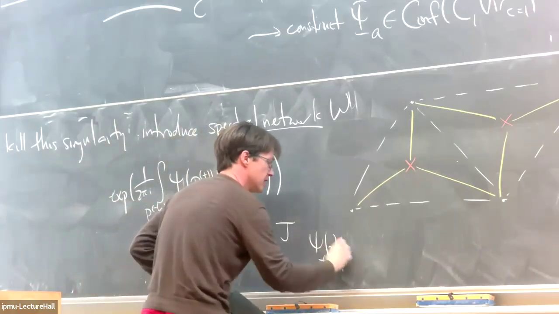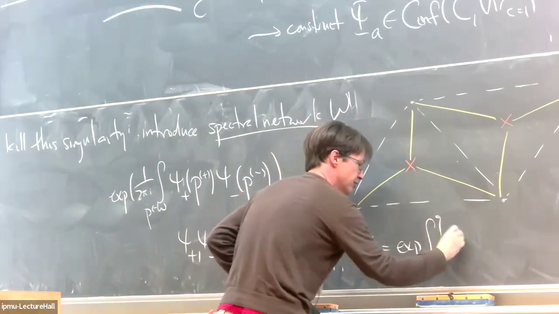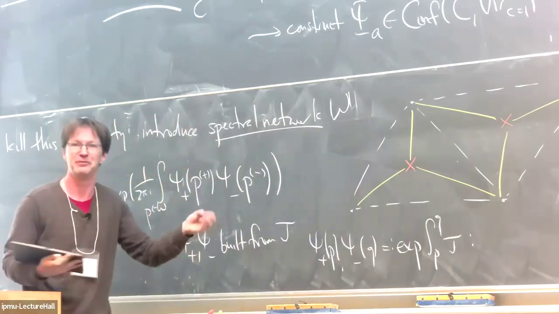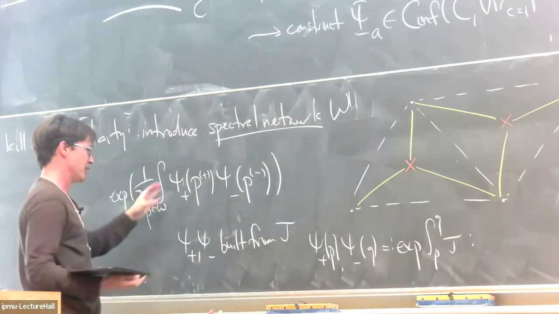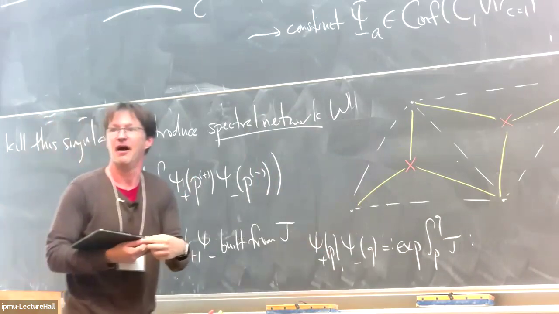So psi plus of P, psi minus of Q is like the exponential of the integral from P to Q of J, normal ordered. So ultimately, the whole thing is built out of J, but in a complicated way, which involves iterated integrals and sort of two exponentials and so on.